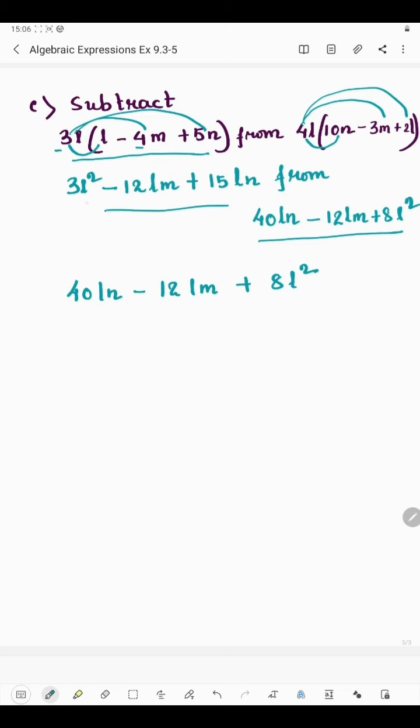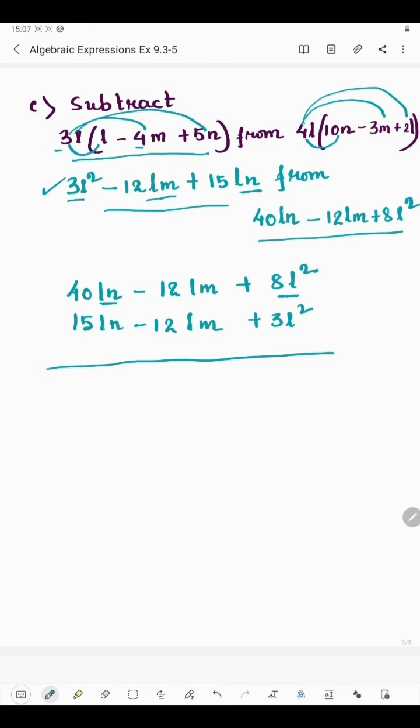Now from this expression we will subtract this. So at first we have 3l square. Now the l square term is present over here. So here we will put 3l square. In front of 3l square no sign is present. That means it is plus. So we have put a plus sign here. Now the lm term is here. So minus 12 lm we'll write. Okay. Now next we have the ln term. So it's 15 ln. So we'll put it below this ln term. So 15 ln. Now we will have to subtract this.